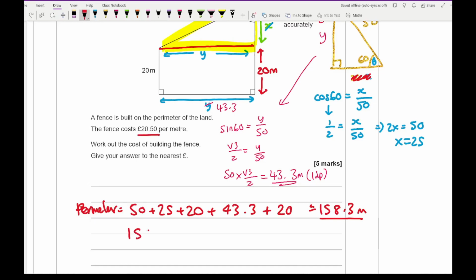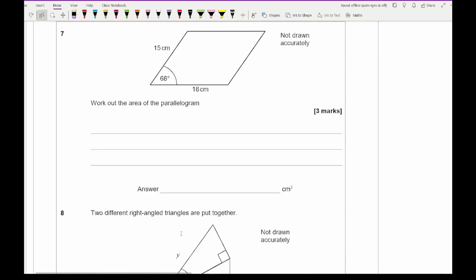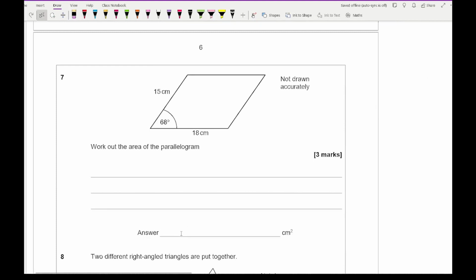All that's left for me to do is multiply this length by the price per metre. So it's going to be 158.3 multiplied by £20.50, and that comes to a general cost of 3245.15. But the question says give your answer to the nearest pound, so it's going to be £3,245.